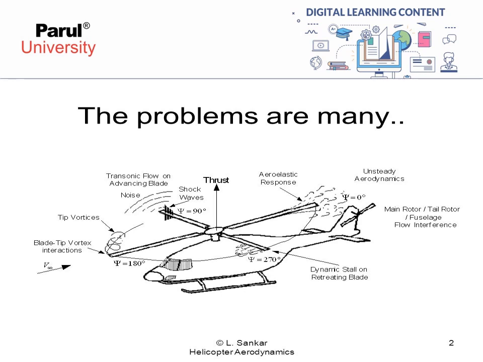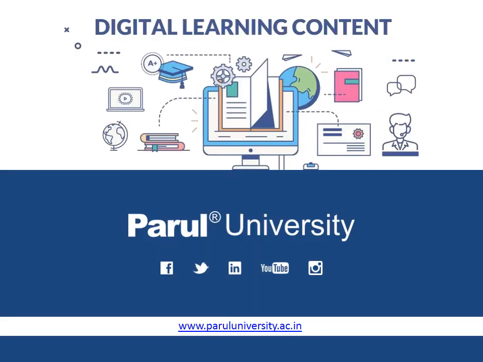Main rotor, tail rotor, and fuselage flow interactions, all these things. The problems are many: shock wave, aeroelastic effect, unsteady aerodynamics, transonic flow, retreating blade stalling, blade tip vortices, all these things, right? Now we can go. This is the last slide.